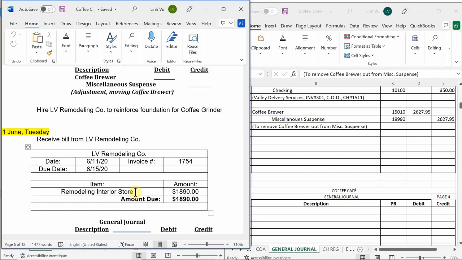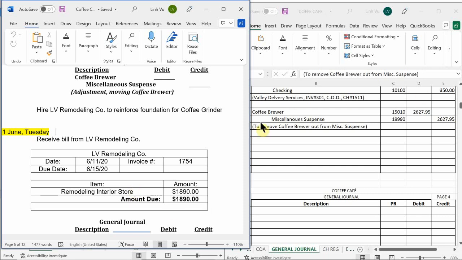So in this case, here's the bill, right? LV Remodeling, they billed us on the 11th of June. It's due on the 15th of June. Invoice is $17.54 for the remodeling interiors for the store. Grand total is $18.90. Okay, so what should I do with this bill? Now let's keep in mind, I do not have that much money left in my bank account, so we should take advantage of the time that they give us to pay our bills.